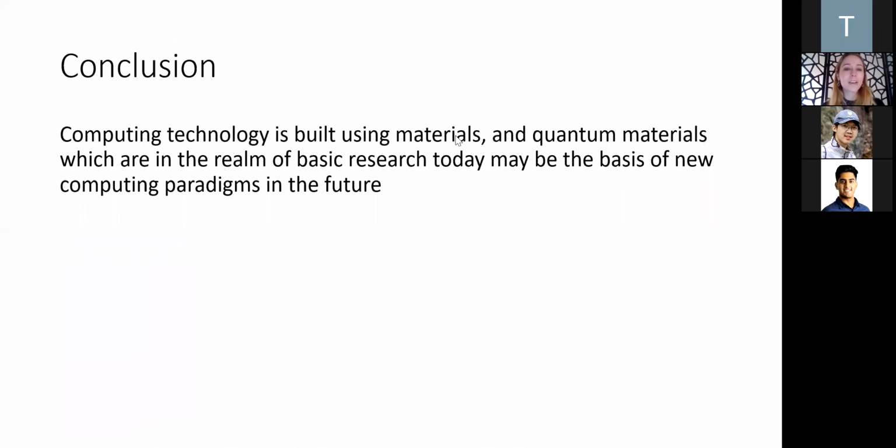So the conclusion, the take-home message, is that computing technology is often built using materials, and quantum materials are examples of materials that are currently in the realm of basic research, but they could be the basis of new computing paradigms in the future, not only strictly quantum computing, but spintronics, optoelectronics, or whatever other ways of doing computing that we come up with in the future.